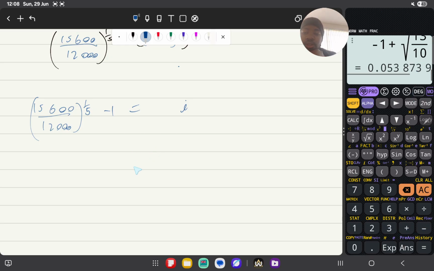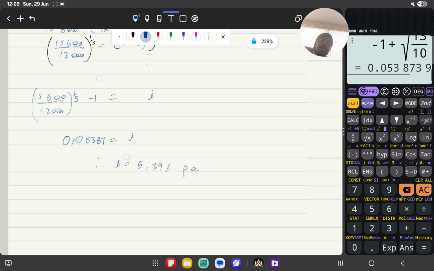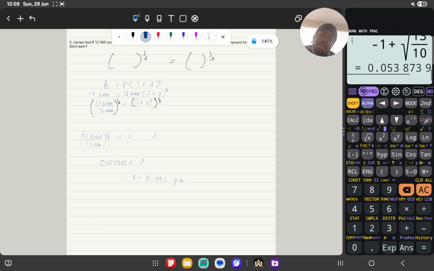Cool. And the value we get is 0.05387. Let me leave it there. Yeah, but then you could say therefore you have 5.39% per annum, right? That is the interest.